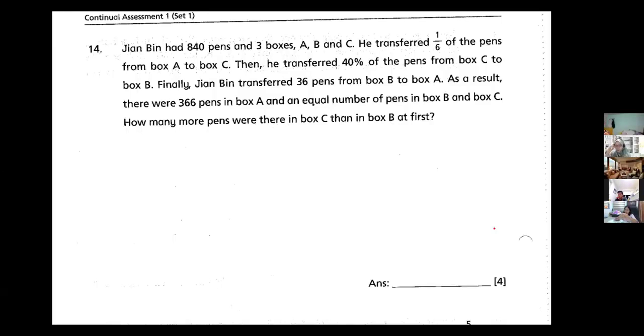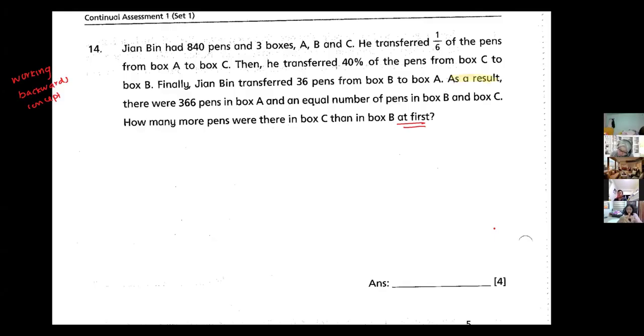All right, for this question, we are going to apply the working backwards concept. Because of the keyword there, working backwards, the concept tells us that I need to work from the back. So, let's work from the back. Let's look at the last number given in the question.